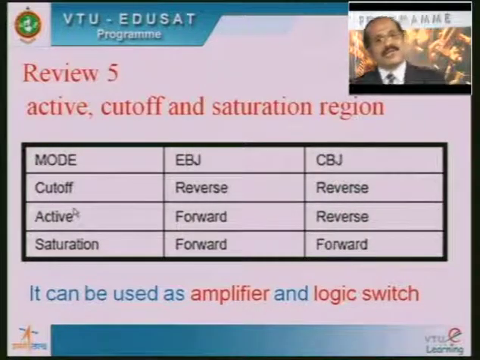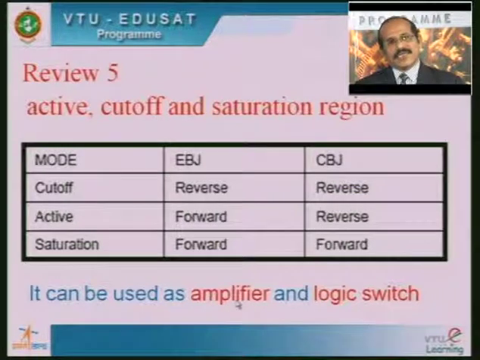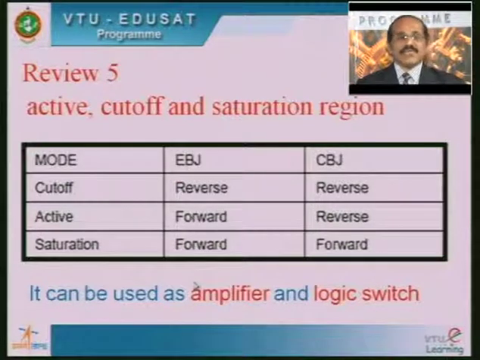Depending upon which region the bipolar junction transistor is operating in, we can use the BJT either as an amplifier or as a logic switch. Usually, whenever the transistor operates in the active region, it is used as an amplifier. In the case of a logic switch, we can make use of either the cutoff region or the saturation region.